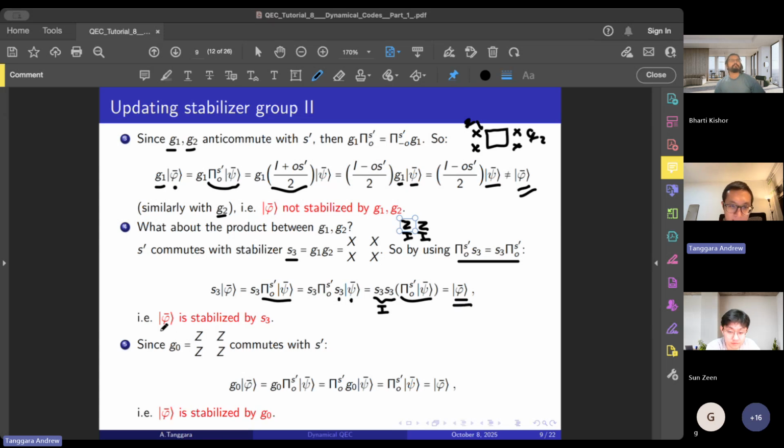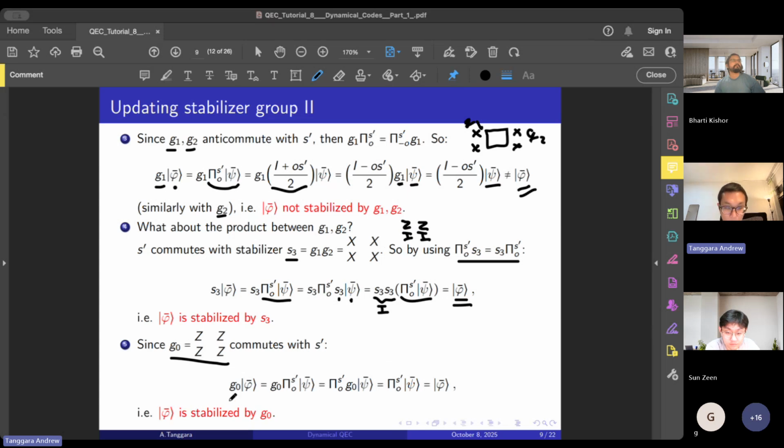And what this means is that this guy is stabilized by the product between G1 and G2. So I have not looked at this last generator, this 4-qubit Z, and that commutes with S, because S is just this 2-qubit Z measurements. So Z and Z commute.